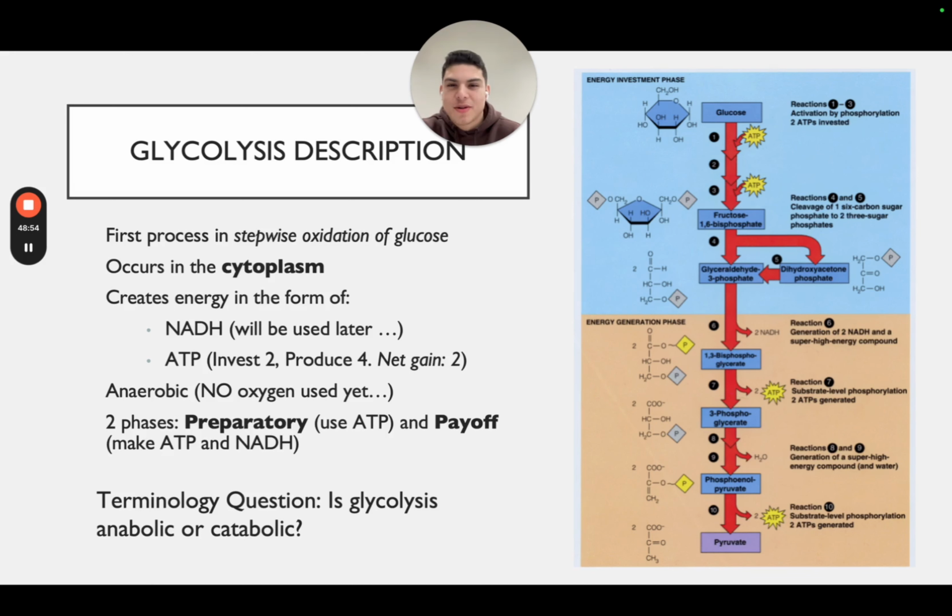And just like a terminology question for you guys to ponder, the answers are in the notes below: is glycolysis anabolic or catabolic? It could get confusing, but the short answer is it would be catabolic because we're breaking down glucose. That's our definition of glycolysis. We're breaking down glucose into pyruvate, so it's catabolic, not anabolic, even though we have these ATPs that we're adding to it.